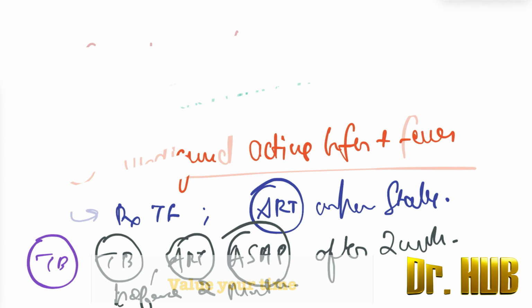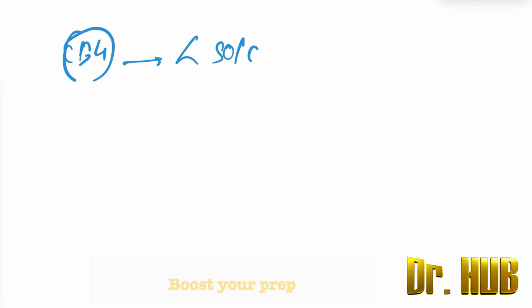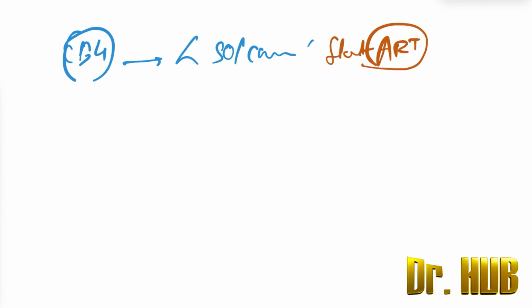Next is for those with the CD4. So you also look at the CD4 levels. If the CD4 level is less than 50 per cmm, then you start the ART within 2 weeks. So ART is started within 2 weeks, and a caution is needed for the PLHIV.